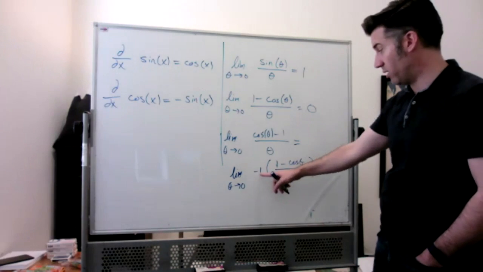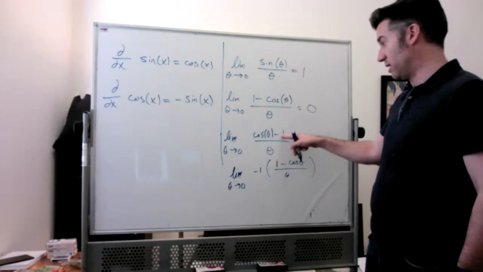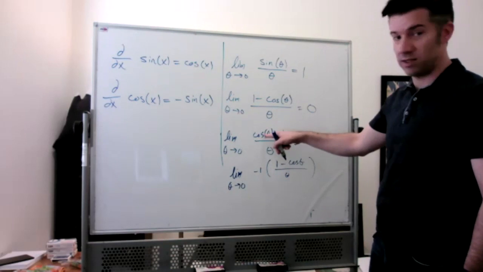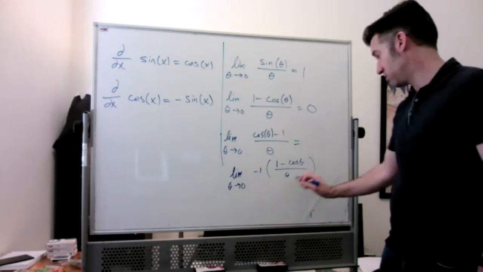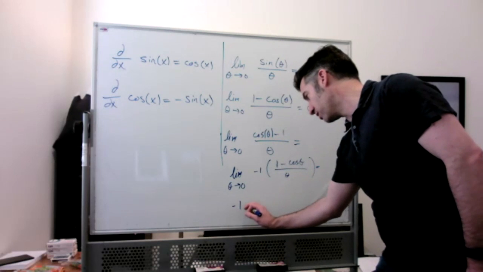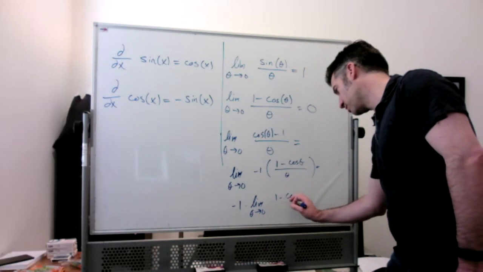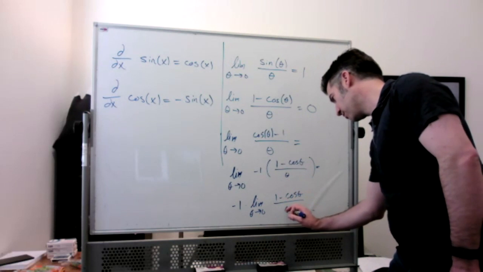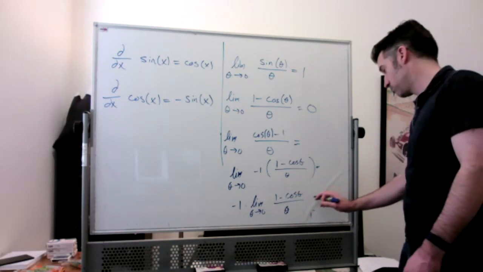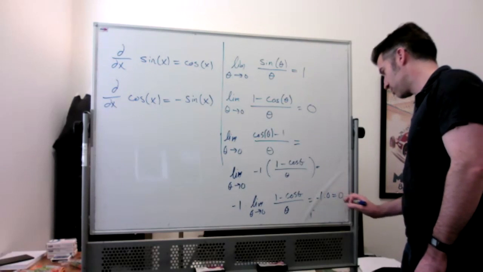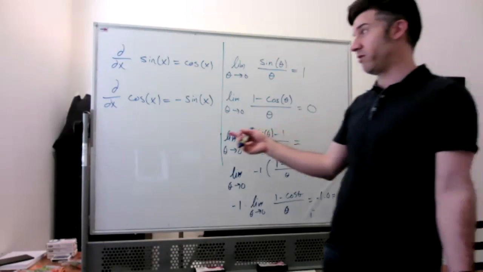If I multiply the negative 1 through, it's really negative 1 over 1. The negative 1 times 1 is negative 1, and the negative 1 times negative cosine is positive cosine. So this is the same as that, but I can factor the negative 1 out. That's negative 1 times the limit as theta goes to 0 of 1 minus cosine of theta over theta. But we already know that this is 0, and negative 1 times 0 is still 0.